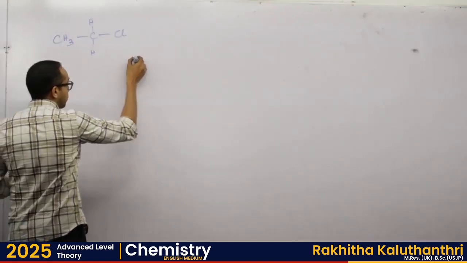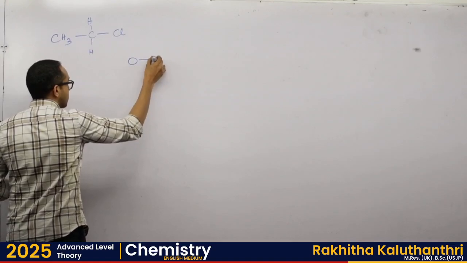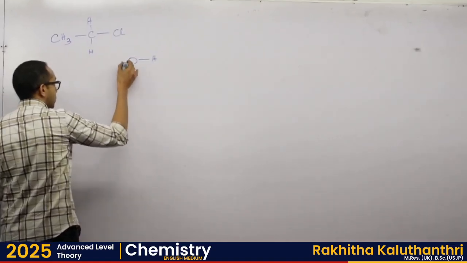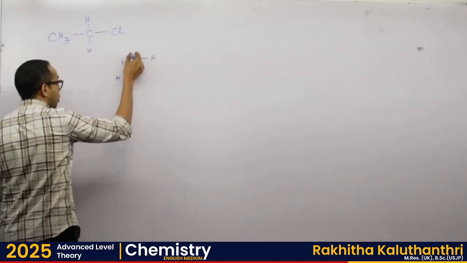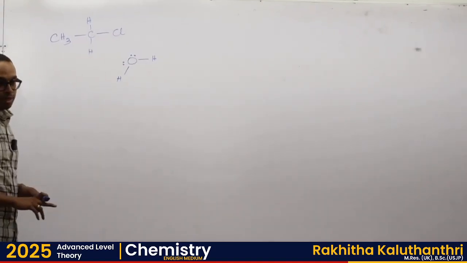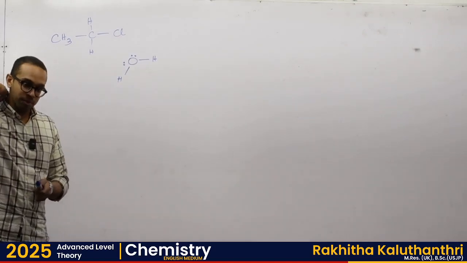And let's take our water molecule. Water molecule looks like this. Water molecule has 2 lone pairs. Good nucleophile, 2 lone pairs. We only need 1, right?